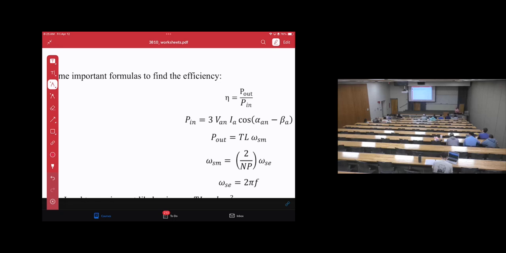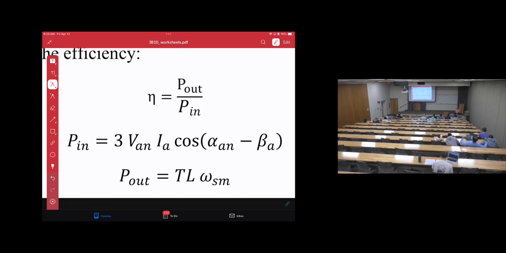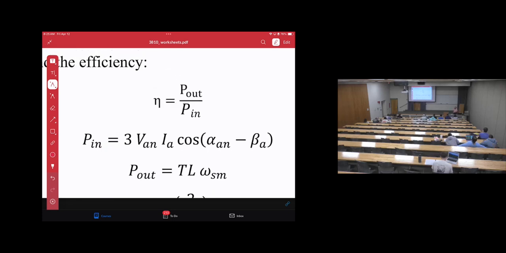Now, how can I calculate the efficiency? The efficiency is basically P out over P in, the output power over the input power. Okay, what's the input power? It is 3 times VA and IA cosine alpha minus beta. Keep in mind there is 3. Why is 3? Because it's 3-phase. Okay? Because it's 3-phase, that's why I multiply by 3.